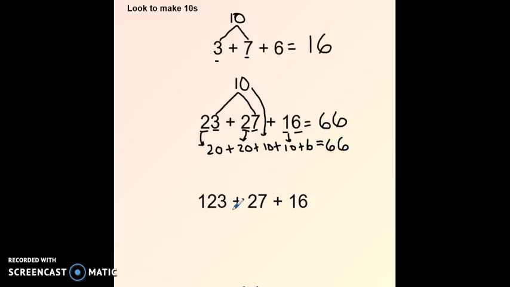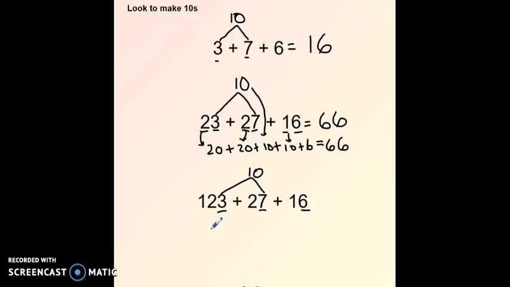Let's take a look at another problem. Now here I have one addend with 3 digits. I still can use the same technique. So again, remember, I'm going to look to make 10s. So I have 123 plus 27 plus 16. I'm going to look at all my 1s digits. So I have a 3, a 7, and a 6 again. So I know I can put the 3 and the 7 together to give me 10.